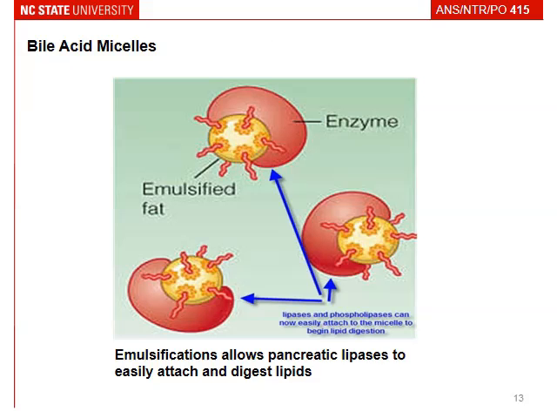So why do we want to form these micelles? Well, these micelles are assisting with the emulsification, and those emulsifications allow the pancreatic lipase to attach to the micelle and digest the lipids. So here we have our emulsified fat up here, and our enzymes are able to bind to that. So our lipases and our phospholipases are now able to easily attach to the micelle and begin lipid digestion. So that's why we need to form those micelles.